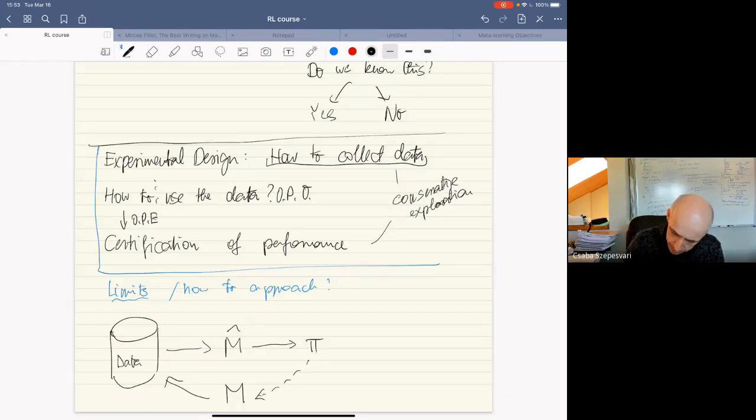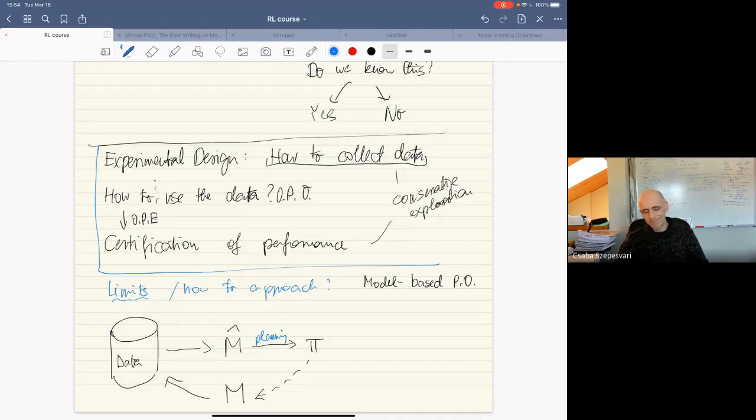So this is model-based, I don't know, like policy optimization, if you want. So this step is the step which we call planning, right? So how to extract a policy from a model, which is good for that model.